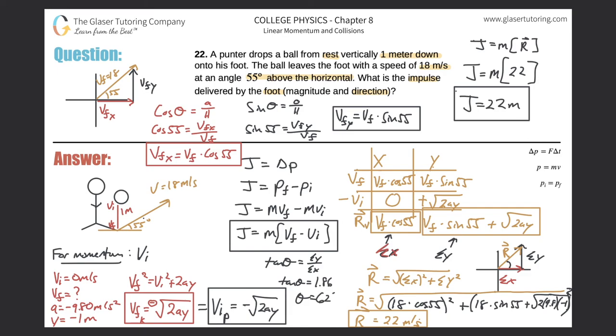So this works out to be 62 degrees above the horizontal. It's going to be in the first quadrant, since it has both positive x and positive y. So you got two answers. The impulse is going to be 22m at an angle of 62 degrees above the horizontal. So why don't I just write it down. So J will equal 22m at 62 degrees above the positive x axis. And that takes care of that.